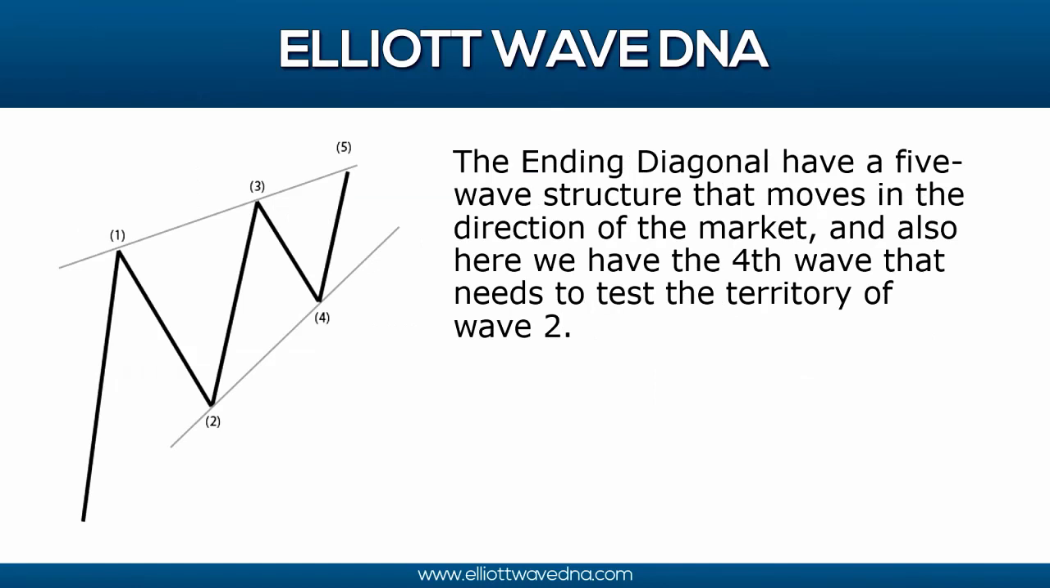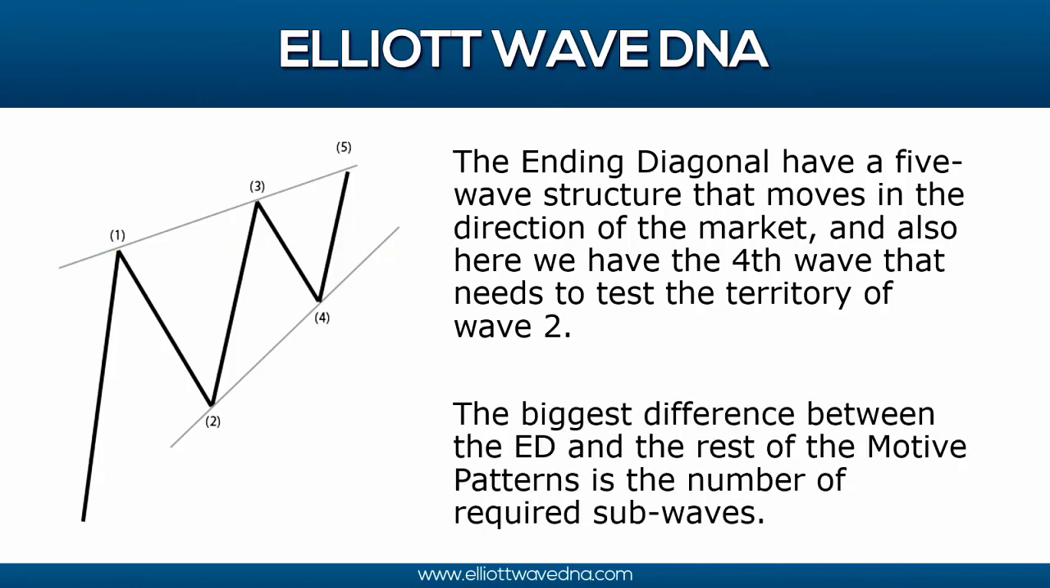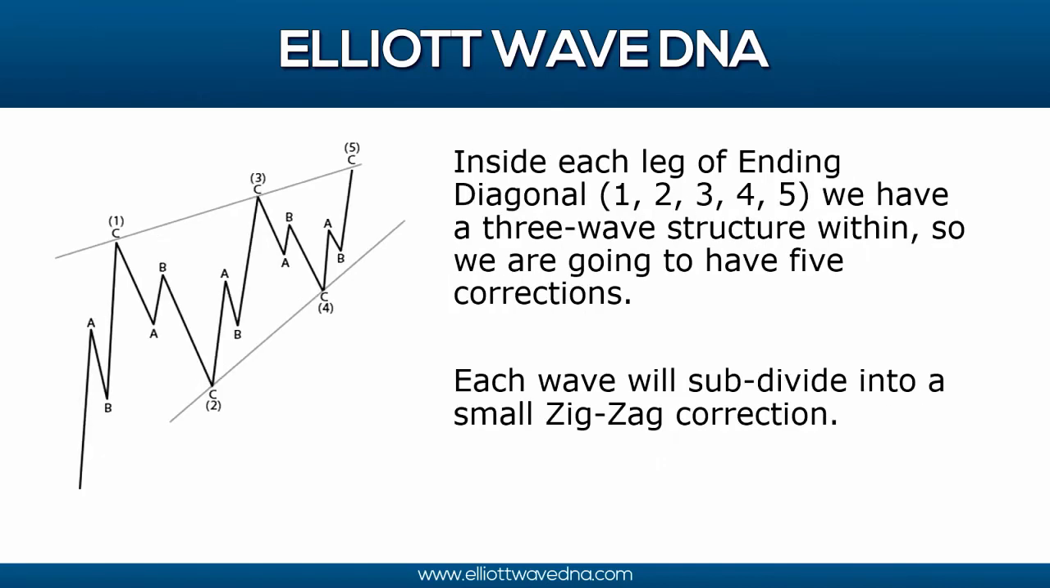The ending diagonal has a 5-wave structure that moves in the direction of the market, and here we have the 4th wave that needs to test the territory of wave 2. The biggest difference between the ending diagonal and the rest of the motif patterns is the number of required subwaves. Inside each leg of the ending diagonal, 1, 2, 3, 4, and 5, we have a 3-wave structure within, so we are going to have 5 corrections. Each wave will subdivide into a small zigzag correction.